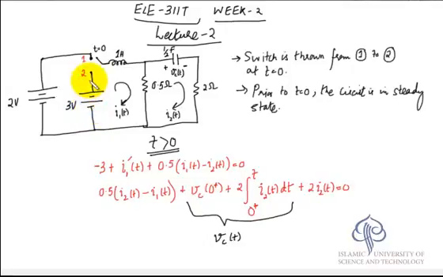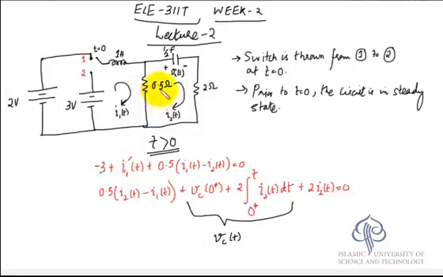So for t greater than 0, this switch would be connected to point 2, and these two meshes would be in place. This source would be out of the picture. So this is minus 3 plus L di/dt plus (I1 minus I2) into 0.5. That's what we are writing. L is 1, so instead of di/dt I'm writing I1'(t).